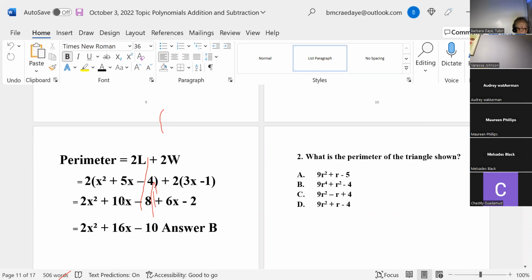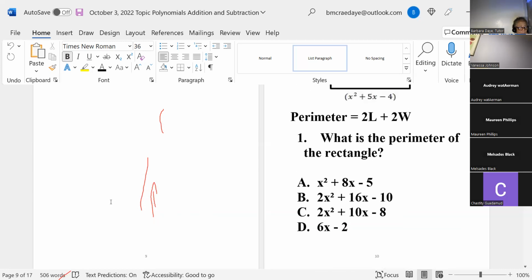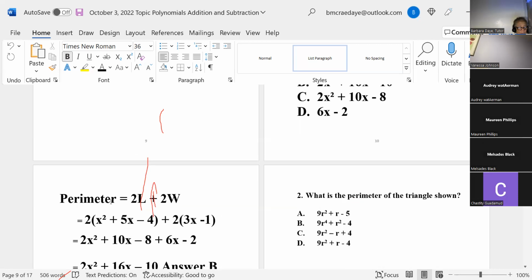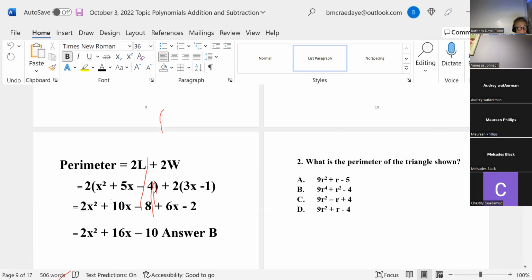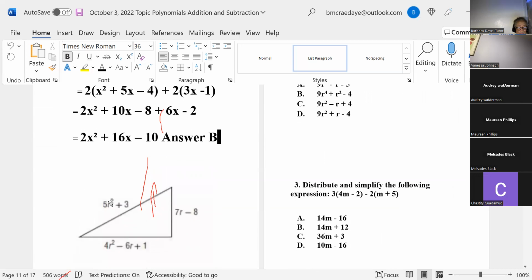Okay, the ones that have the same variable, x's can be combined, constants can be combined. 2x to the second has no other x to the second to combine with it. So you just bring it down, right? 2x to the second. Then 10 plus 6, add the coefficients, 16. -8, -2, add the two negatives to get -10. Questions on that word problem using polynomials? No, miss. Thank you.